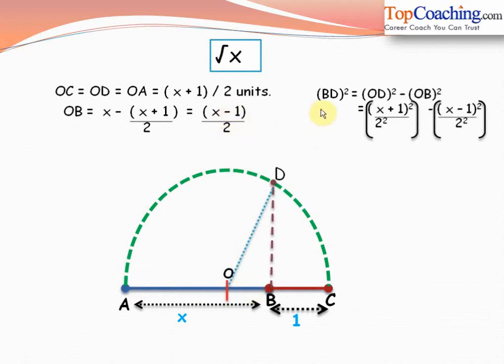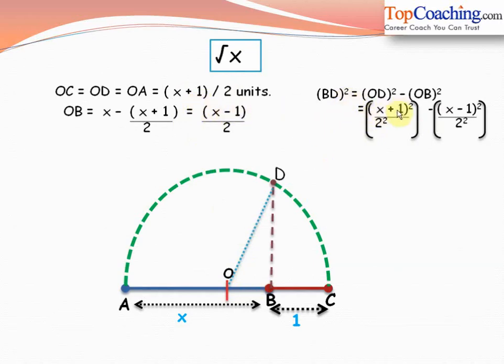Now BD square is equal to OD square minus OB square. Why? Because this is a right angle triangle, and in a right angle triangle we can use the Pythagoras theorem, and the Pythagoras theorem for this triangle would be OD square is equal to BD square plus OB square. Therefore BD square would be equal to OD square minus OB square. Now the value of OD is equal to (x+1)/2, and the value of OB is equal to (x-1)/2.